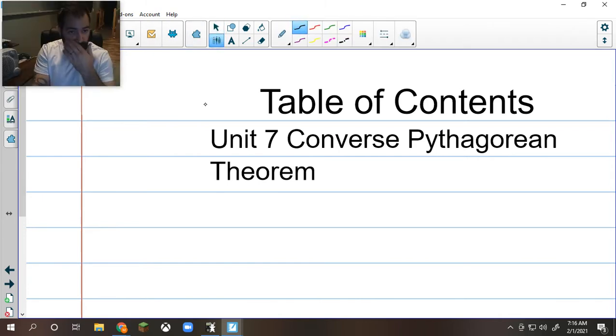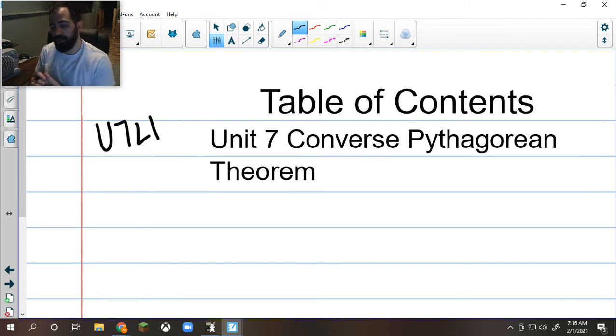We are going to get into Unit 7, Lesson 1. Unit 7, Lesson 1, we're talking about the converse of the Pythagorean theorem. Hopefully you've heard a little bit about the Pythagorean theorem, but we're going to be working with triangles today. And specifically, I know this isn't the best drawing, but specifically right triangles. It means they have a 90-degree angle.